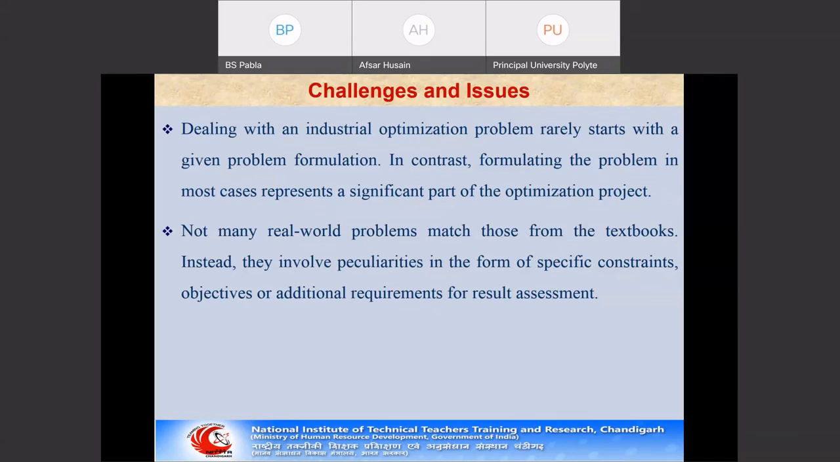Not many real world problems match those from the textbooks. A textbook problem is very simple because we write what we know. But in real life, problems involve peculiarities in the form of specific constraints, objectives, or additional requirements for result assessment. That means it is not a simple problem. It is a complex problem.